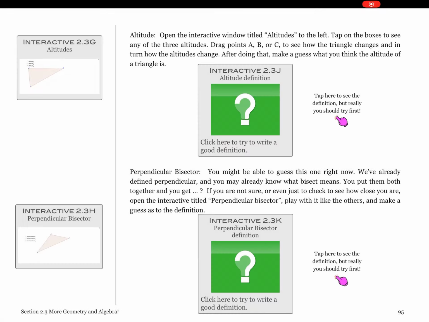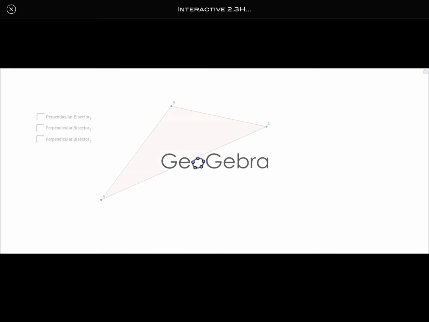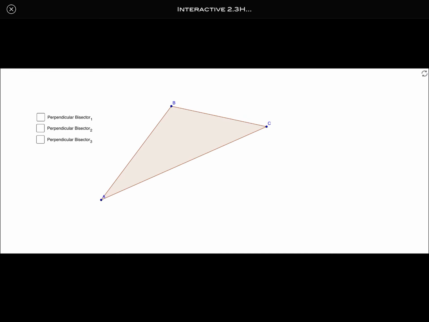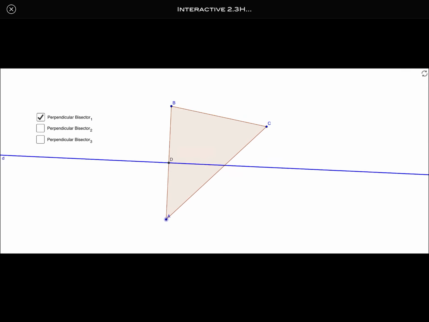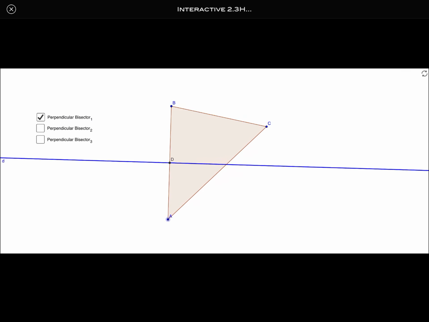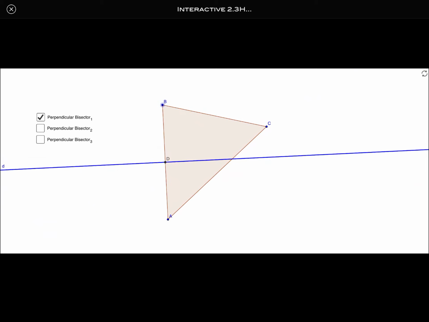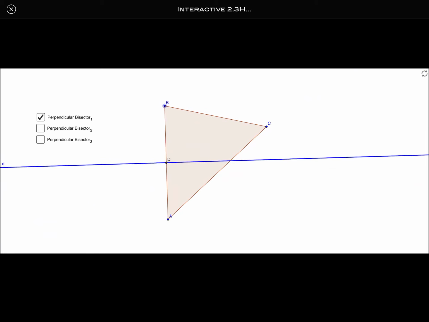I'm going to get out of that one and go to the final interactive in the lower left. And here's perpendicular bisector. I'm just going to take one of them. This is the perpendicular bisector of one side of a triangle. Think about those 2 words, and it kind of defines itself. A perpendicular bisector is perpendicular to a side, and it cuts it in half, or bisects it. So that means it passes through its midpoint.